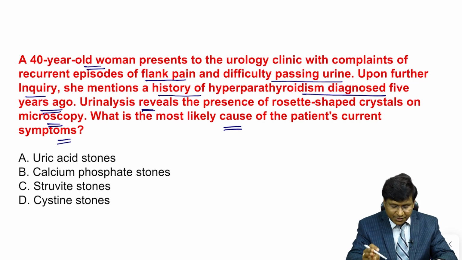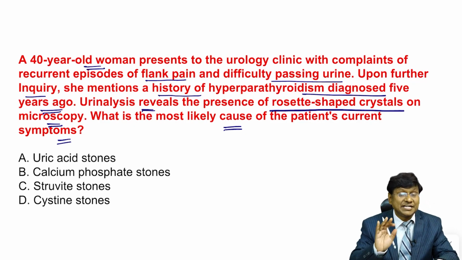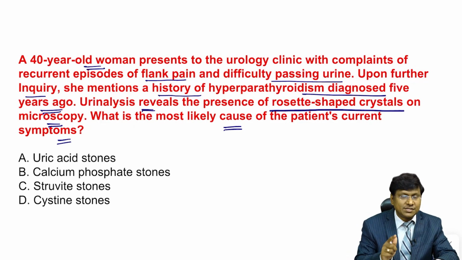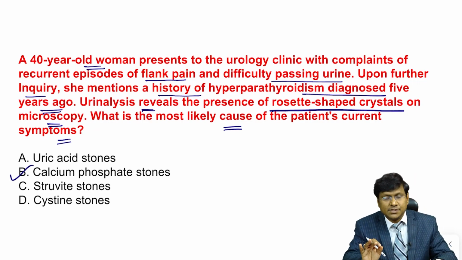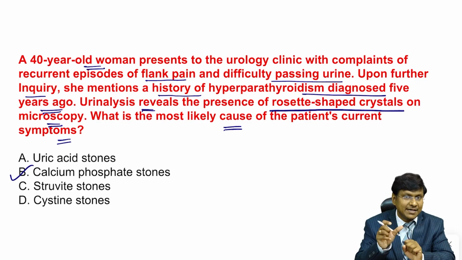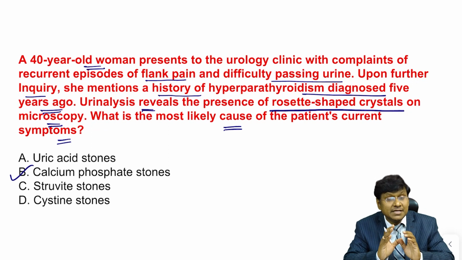The options are uric acid stones, calcium phosphate stones, struvite stones, and cystine stones. So what is there? There is presence of rosette-shaped crystals. Presence of rosette-shaped crystals is suggestive of calcium phosphate stones. The patient has a history of hyperparathyroidism. There are chronic gastrointestinal issues, which suggest a potential disturbance in the calcium and phosphate metabolism, resulting in the formation of calcium phosphate stones.